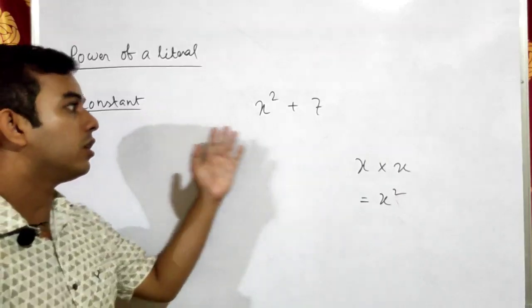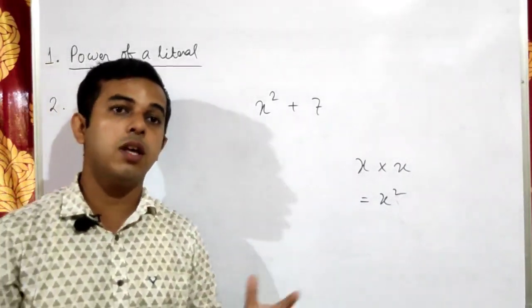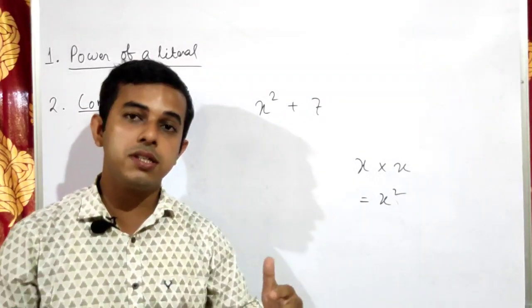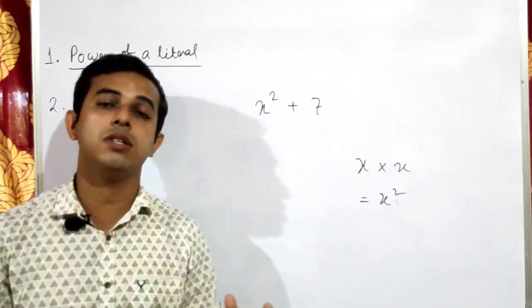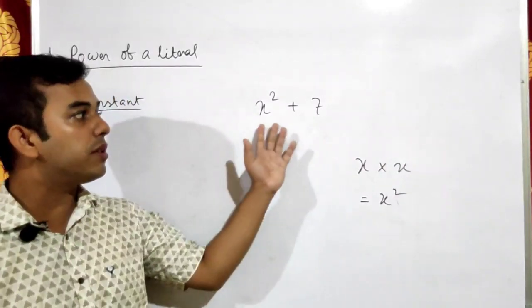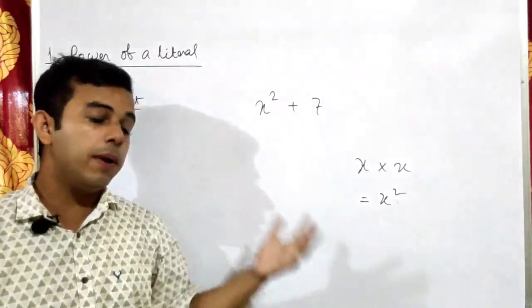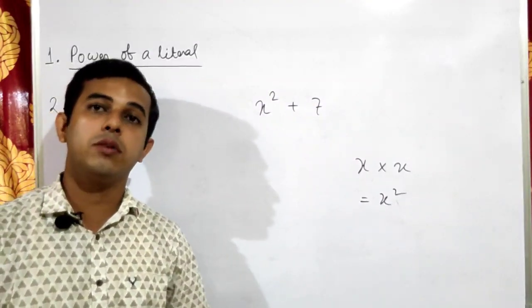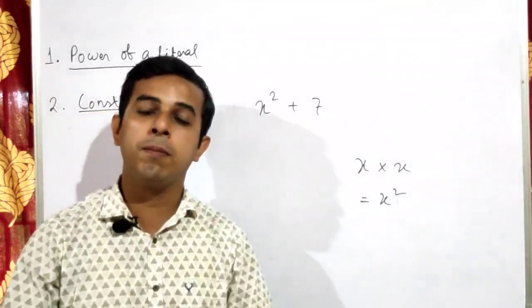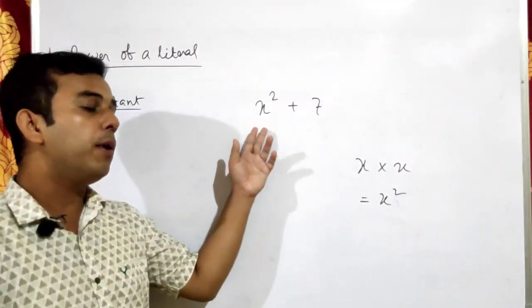What is constant? Constant, from the word constant we can say, what is constant? Constant is that thing whose value doesn't change. Okay, whose value doesn't change. So here whose value doesn't change? The value of 7, because if you go anywhere on the earth, or if you go to any other planet also, the value of 7 will remain 7. But here the value of x may change.